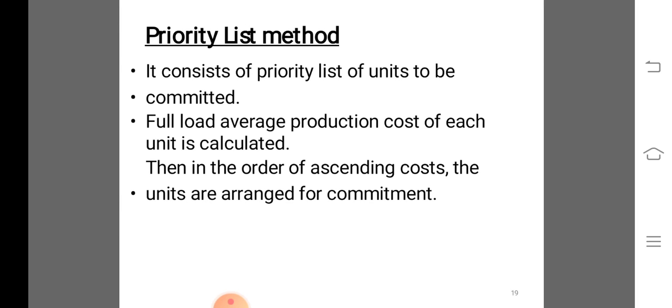The priority list method is the simplest unit commitment solution, which consists of creating a priority list of units, with full load average production cost equal to net heat rate at full load times fuel cost. The cost assumptions are: first, no load cost is 0; second, unit input-output characteristics are linear between 0 output and full load; third, startup costs are a fixed amount; fourth, ignore minimum uptime and minimum downtime. These are the steps to be followed.